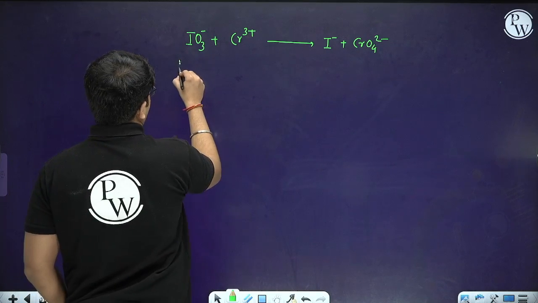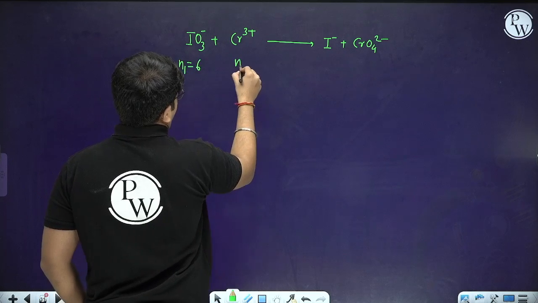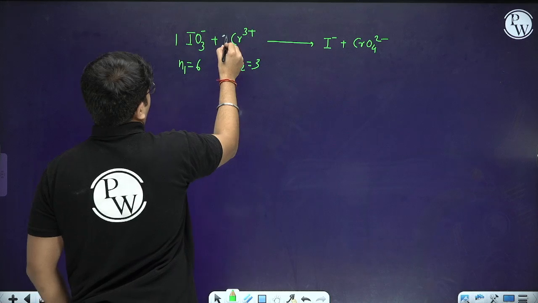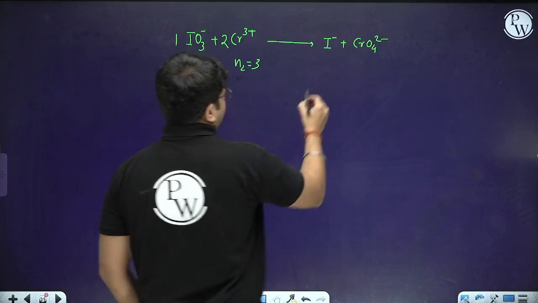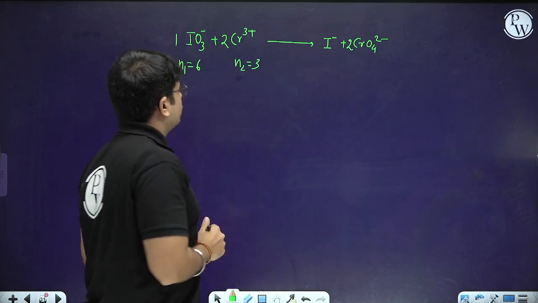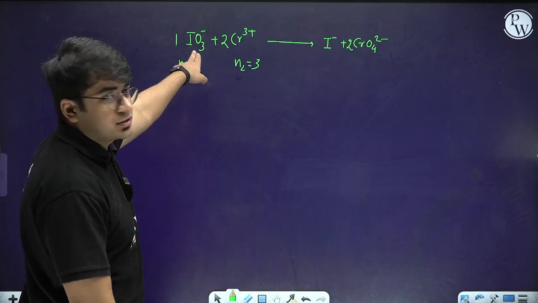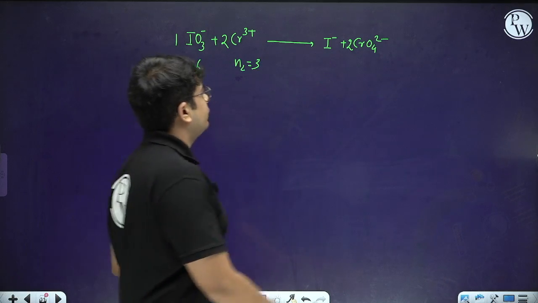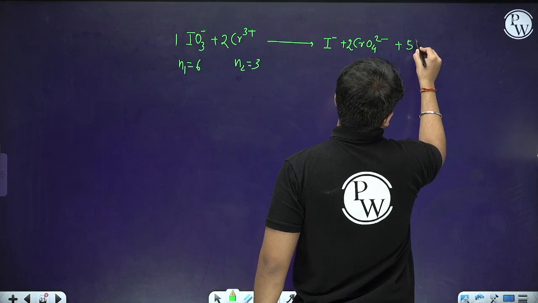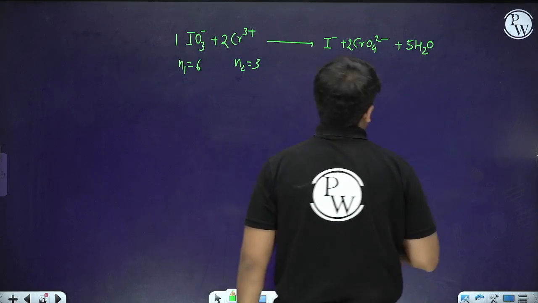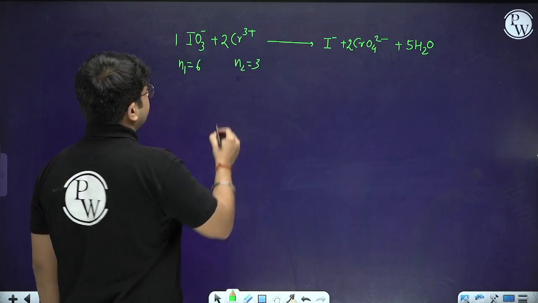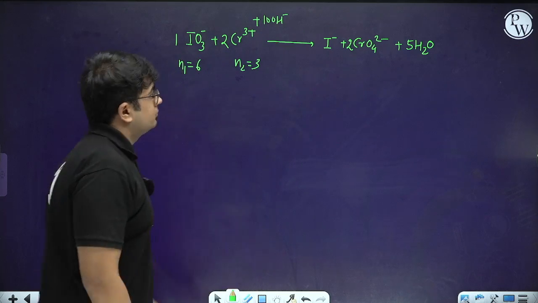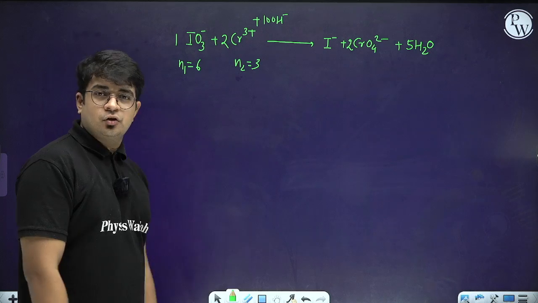Now in this case, we have calculated n1 was 6, n2 was 3. So I can multiply 1 here and 2 here. Now in this case, 2 will be there. Now you see this side we have oxygen which is 3. This side 4 2s are 8. So the difference is of 5. So I can say that 5 H2O I have added here on the rich side, and I have added 10 OH negative on this side. The reaction is balanced. Reaction is already balanced.